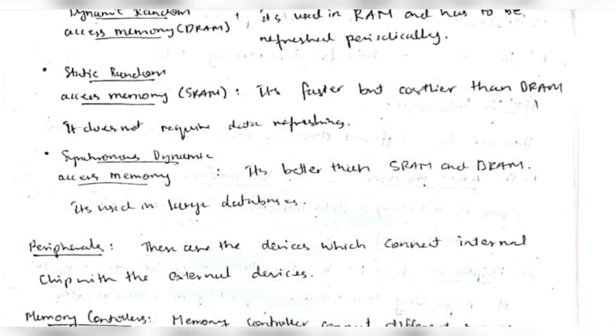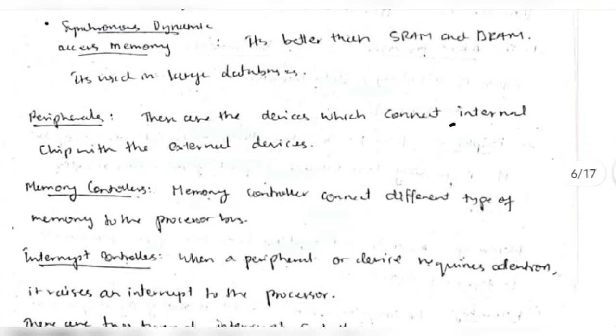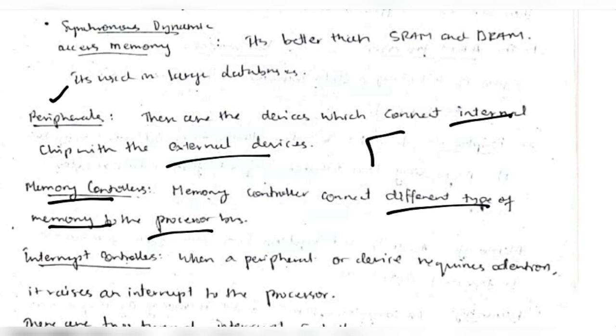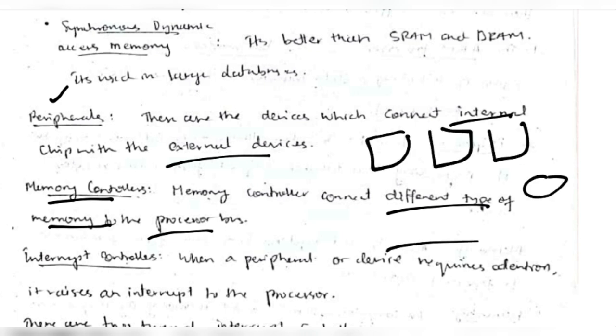Next we have peripherals, which means the devices which connect the internal and external device. This we had discussed earlier. Then memory controllers are those devices which connect different types of memory to the processor bus. Different types of memory to store different data are present, and the memory controllers are the devices which connect the different devices to the bus.